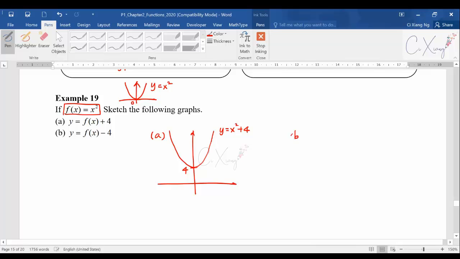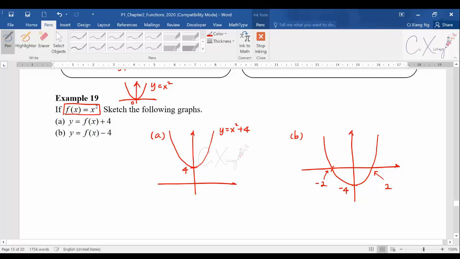Okay, then how about part number 2? For part number 2, they want minus 4 outside the function. So you're going to move your graph 4 units down. If you want to move your graph 4 units down, it will become something like this. It is still a U shape, but this smallest value becomes negative 4 already. So what are the x-intercepts here? You can let y equal 0, and you get the values negative 2 and 2.